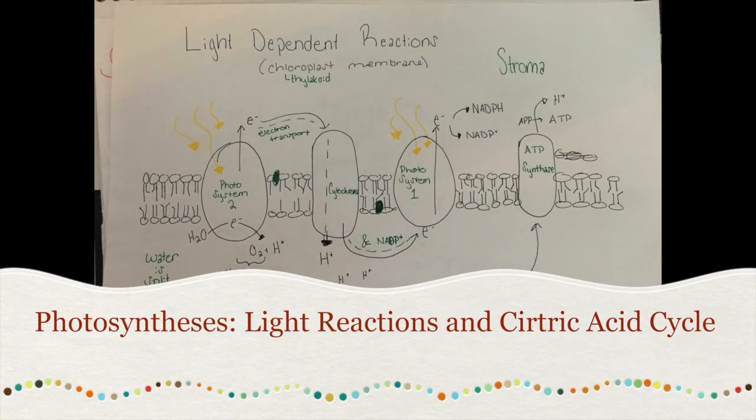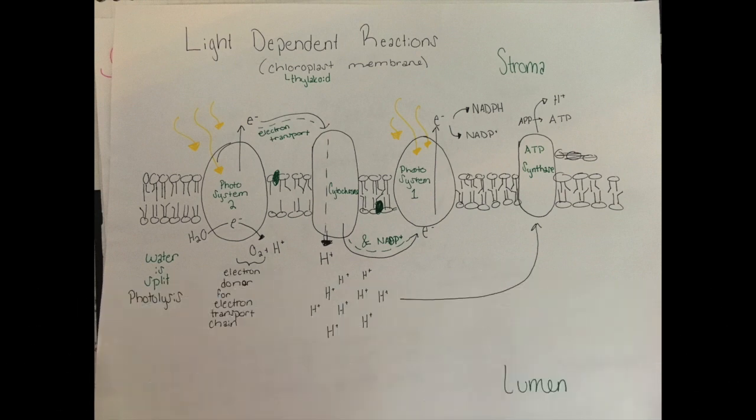Photosynthesis can be thought of in two different steps, and first is the light-dependent reactions. A photon of light, shown as the yellow arrows, hits photosystem 2, and these are named in the order they were discovered, as we'll talk about photosystem 1 later. The photon of light excites an electron in photosystem 2 and essentially frees it. It breaks apart a molecule of water, and it's called photolysis. And the O2 that's made ends up being an electron donor for the electron transport chain.